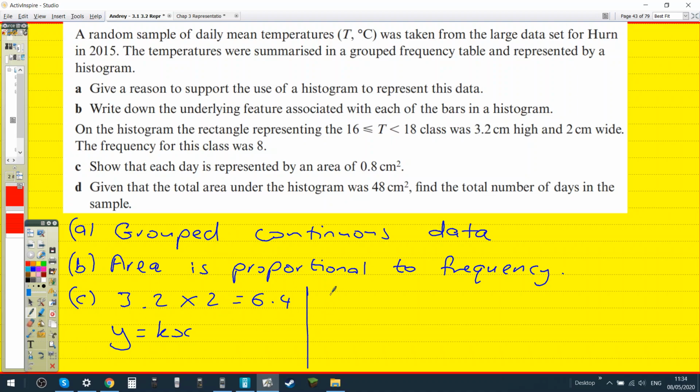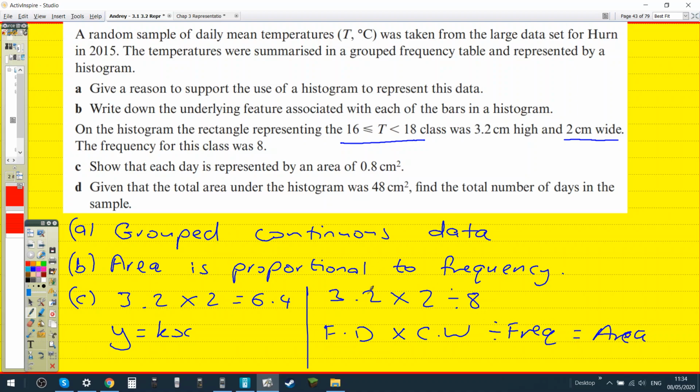Hang on. So 3.2 times by 2 and then divide by 8. So 3.2 was the frequency density. Yeah. Yes. So it's kind of mixing two different things. The class width is 2 degrees Celsius, but the actual thing is 2 centimeters wide. And so that's what's being missed there. So frequency density times class width divided by frequency gives you the actual area. Okay, and then how do we do question D?